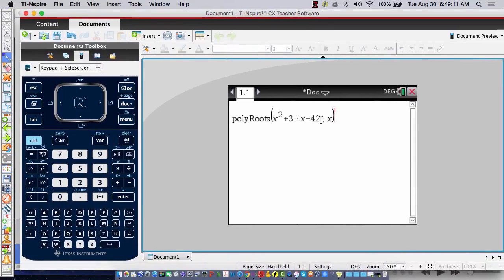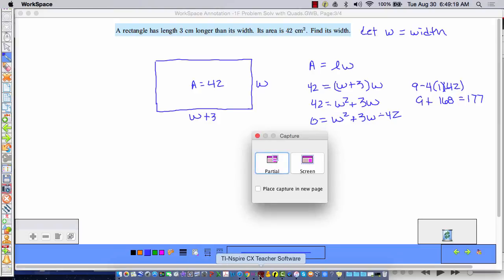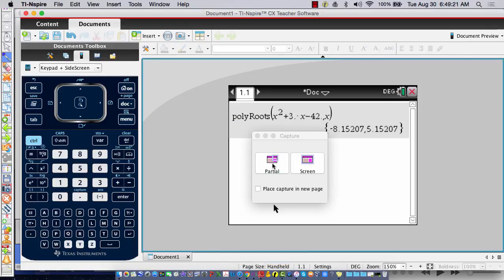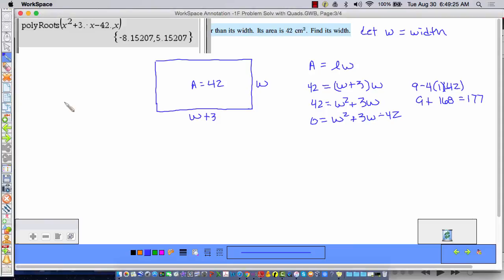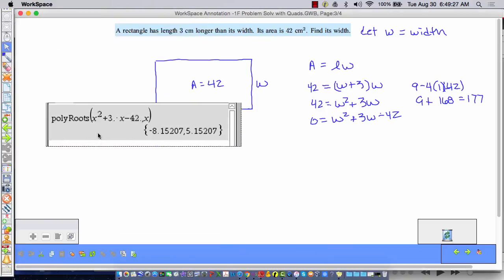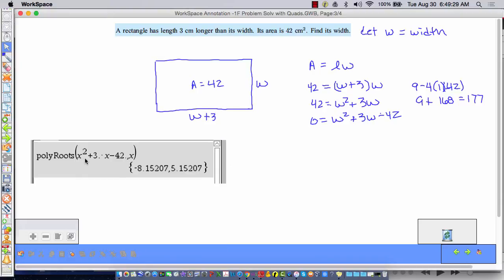Isn't this the greatest thing ever? I hit enter, and there are my solutions. Let me go ahead and get those for us on here. Okay. Bam. And there she is for us. Okay, so we can say that the width is approximately equal to 5.15 centimeters.